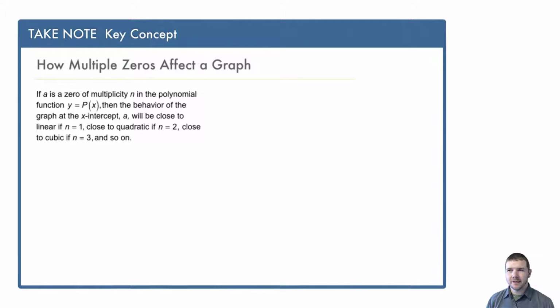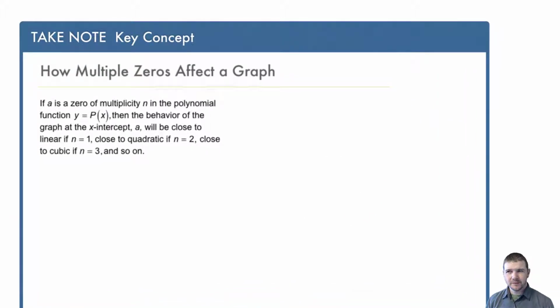Take note, key concept: how multiple zeros affect a graph. If a is a 0 of multiplicity n in the polynomial function y equals p of x, then the behavior of the graph at the x-intercept a will be close to linear if n equals 1, close to quadratic if n equals 2, and close to cubic if n equals 3, and so on.